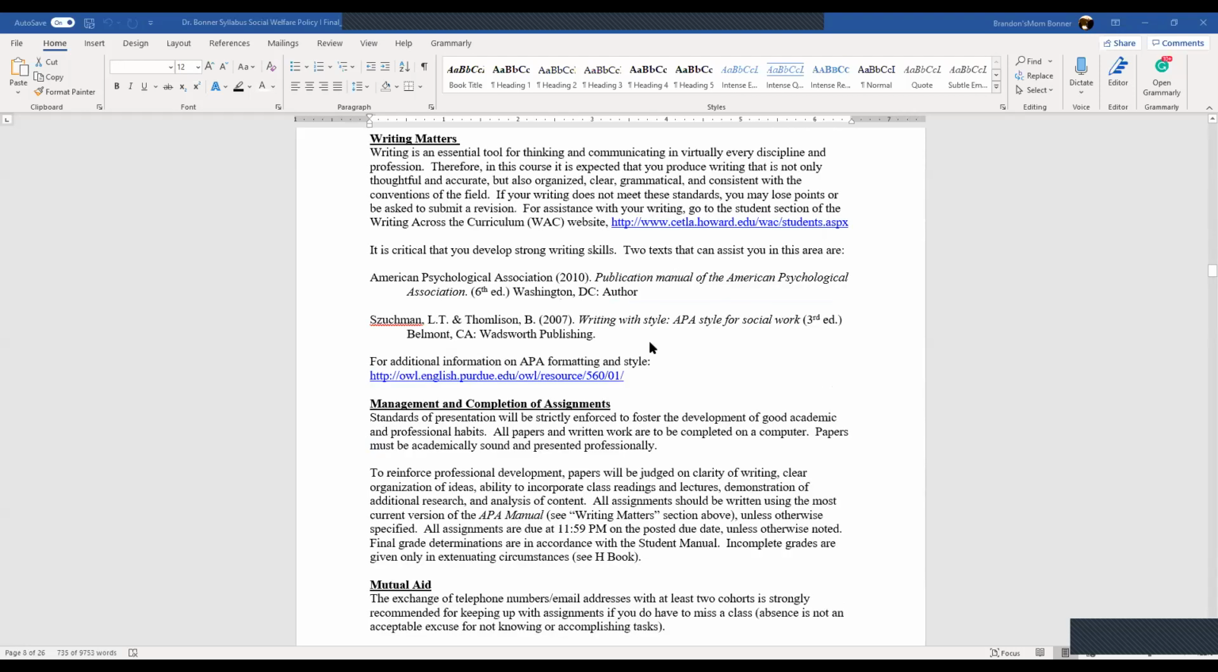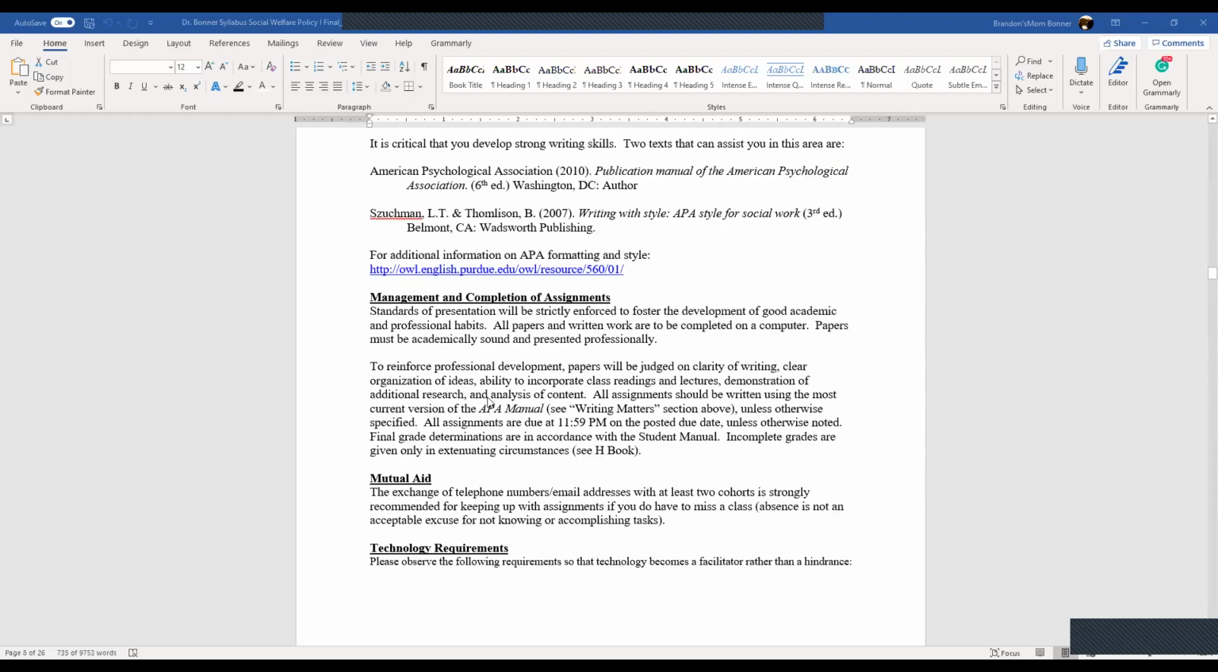I want to make sure to point out this website. This got me through a lot of writing, a good portion of my dissertation. The OWL at Purdue has a great resource for the APA. You can basically look up any kind of thing that you're looking to do. They have very clear explanations to use. I think it's a great help, and it's much easier than carrying around the APA manual. So please make sure that you take advantage of that.